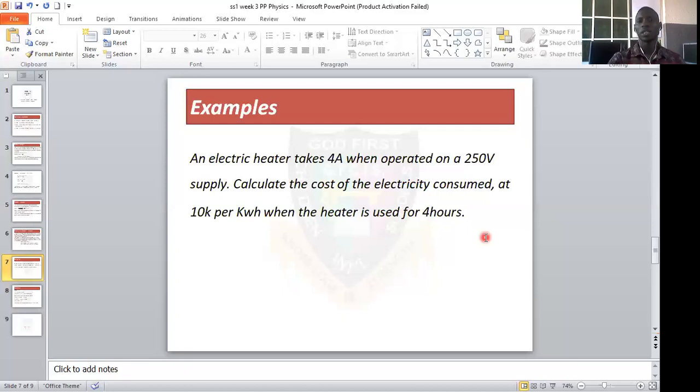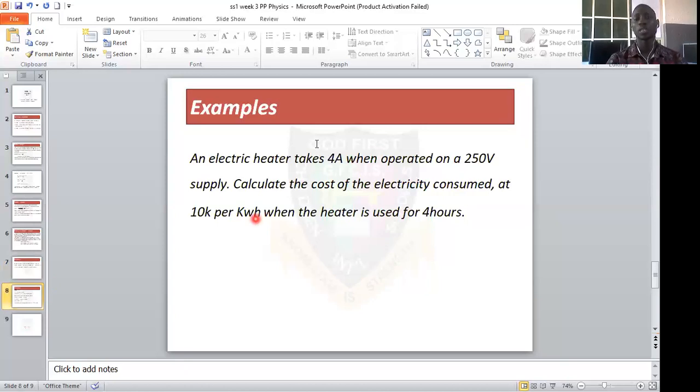First, you calculate the power. You have been given I, and you have been given V. In case you want to go straight and use your formula for energy, you can easily calculate the energy from there, since you have been given I, V, and T. Recall, W equals I times V times T. And you are given all the parameters here just for you to calculate the energy consumed. Then you want to calculate the cost of electricity. That is the energy consumed times 10K.